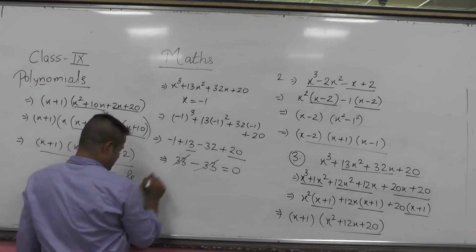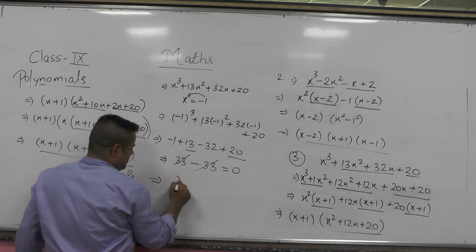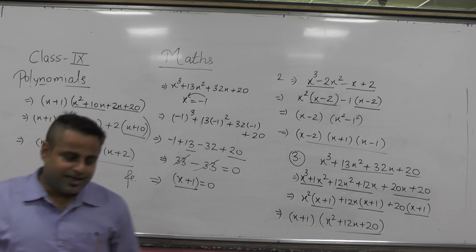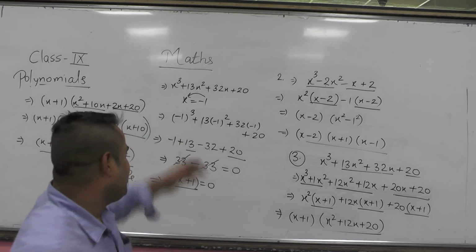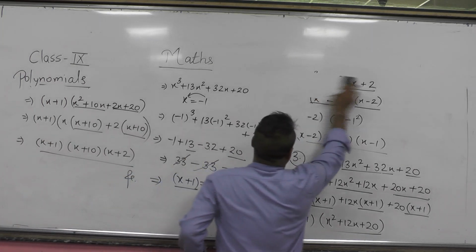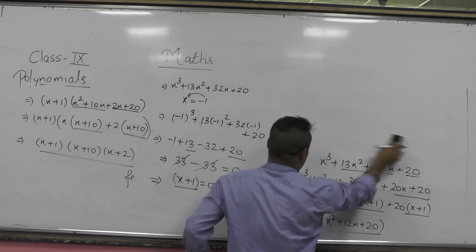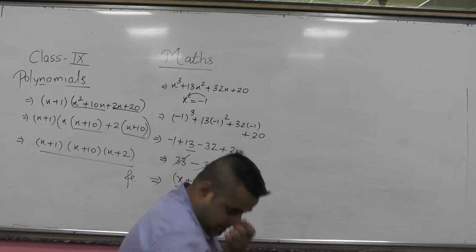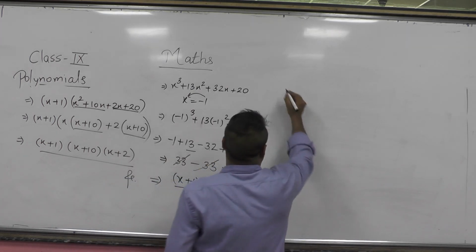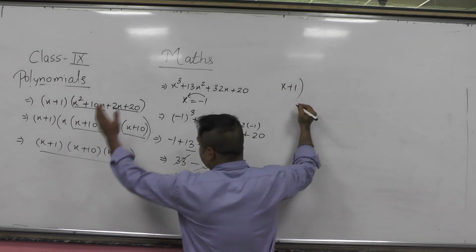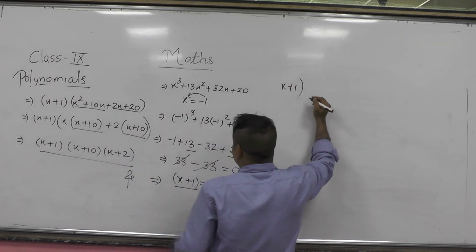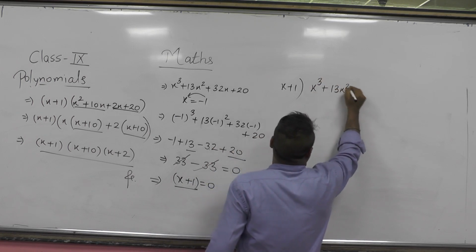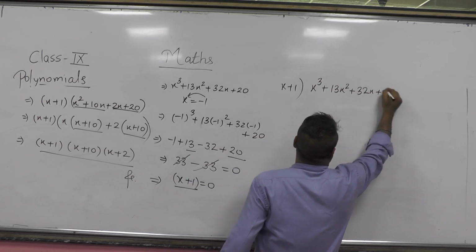Just transpose it to the other side. You can get x plus 1 equal to 0. That means x plus 1 is your right factor. Now, if you get one factor, do one thing: you just divide the whole polynomial by this x plus 1, so that you can get the quotient as a polynomial. Now see how we are dividing the polynomial by x plus 1. Our polynomial was x cube plus 13x square plus 32x plus 20.